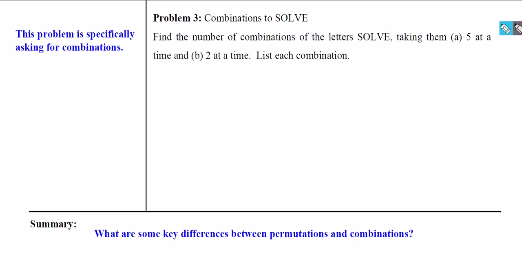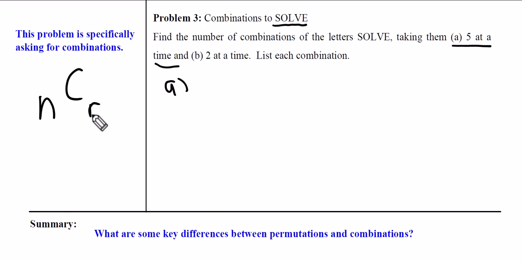Problem 3. Let's look at the letters in the word "solve." There are 5 letters. And the number of combinations of the letters, taking them 5 at a time and 2 at a time. So let's start with A, 5 at a time. So that looks like this, and a quick side note here, remember this is the formula we're using. N must be bigger than R.